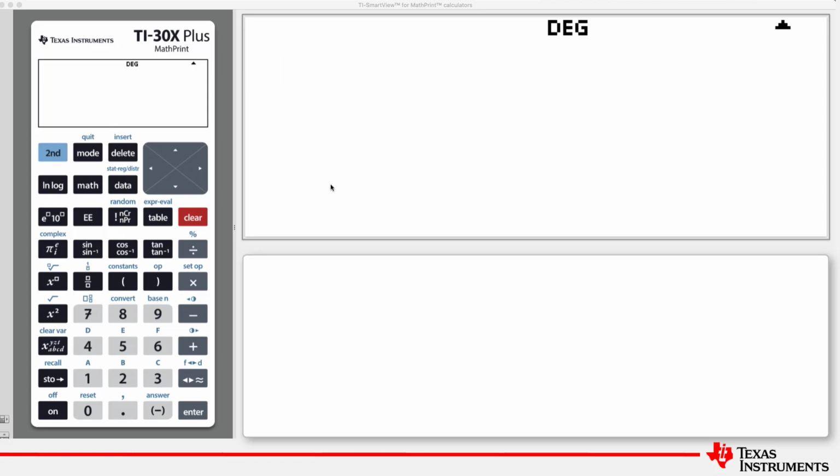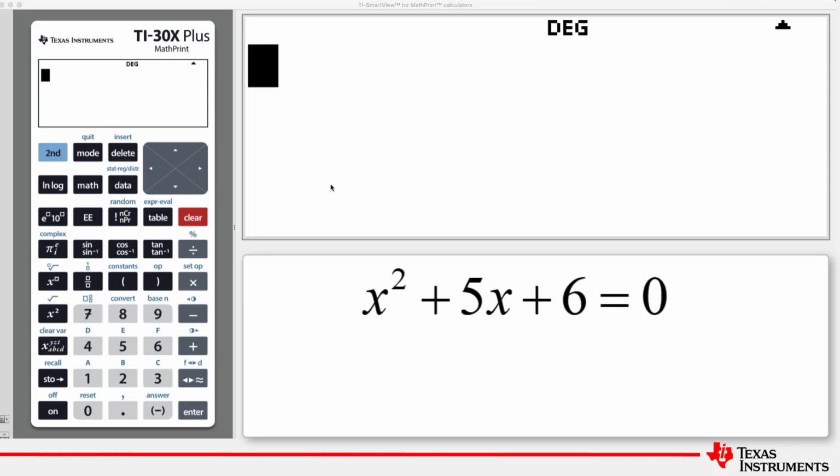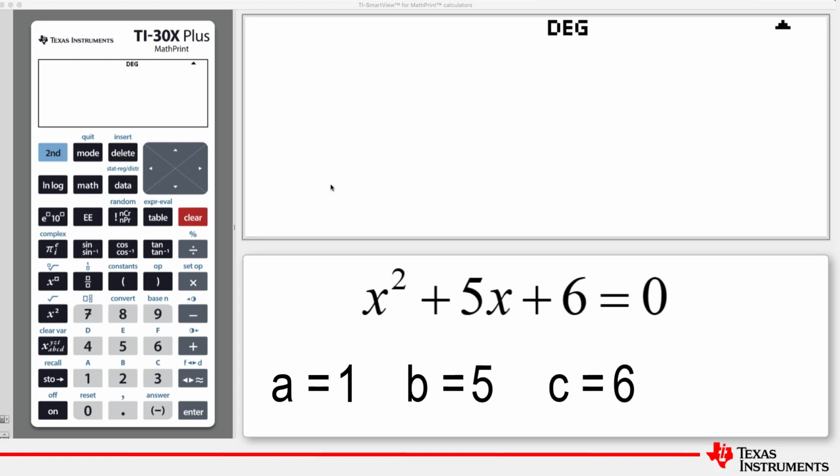Let's solve a familiar quadratic problem, which is x squared plus 5x plus 6 equals 0. We will start with storing variables for the coefficients and constants of the quadratic. That means storing a equals 1, b equals 5, and c equals 6.